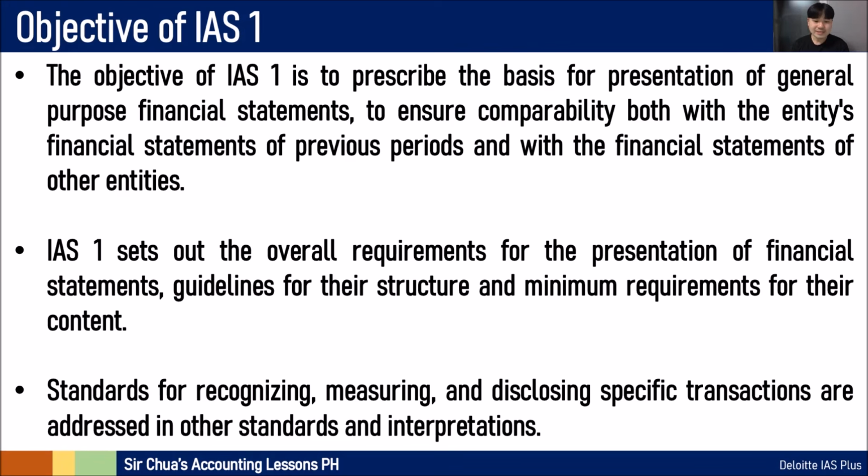Standards for recognizing, measuring, and disclosing specific transactions are not addressed in this standard, but they're addressed in all other standards and interpretations. So, for example, you're curious on how to recognize, measure, and disclose information about an entity's inventory or property, plant, and equipment. If it's about inventory, we have a separate standard for that, IAS 2 Inventories. If you're curious about how to properly present property, plant, and equipment, we have IAS 16 Property, Plant, and Equipment.